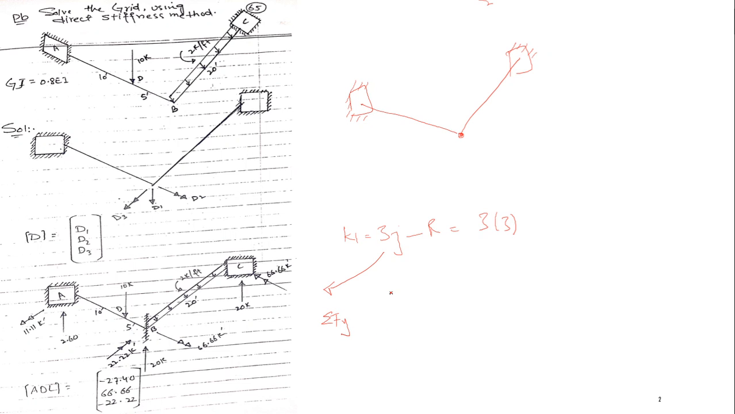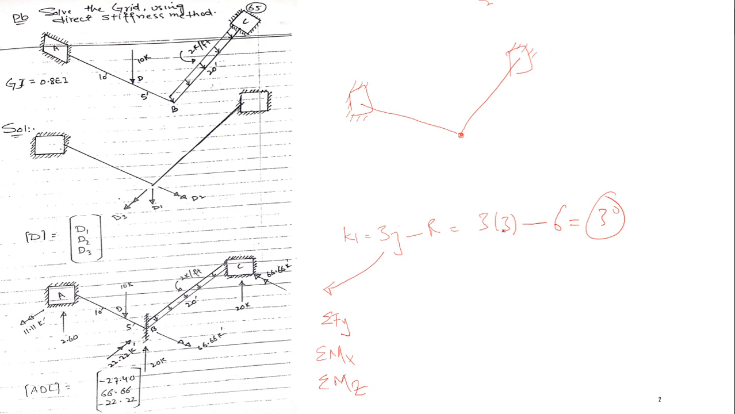The basic concepts of a grid remain the same, whether it's flexibility or stiffness. Sigma fy, and you should tell me it's sigma mx and sigma mz. There is no sigma fx because there is no loading in x. There is no sigma fz because there is no loading in z. Number of support reactions, 3 here and 3 here, so it comes out to be 6 in total, and I have 3 degrees of freedom.